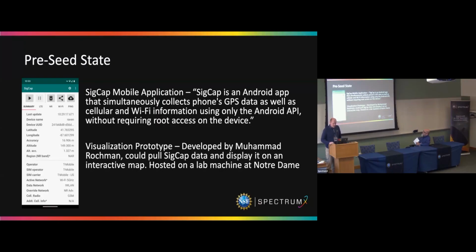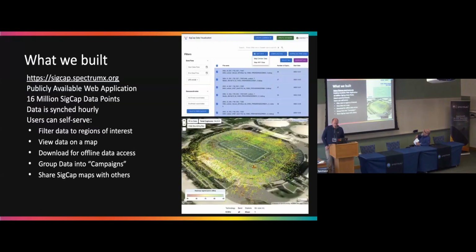SIGCAP is an Android app that simultaneously collects phones' GPS data as well as cellular and Wi-Fi information using only the Android API, without requiring root access on the device. And then the visualization prototype state: Mohammed had developed an app that could pull SIGCAP data out of the cloud store that it was in and display it on an interactive map, and then allow you to download it in various formats. So here's what we built.